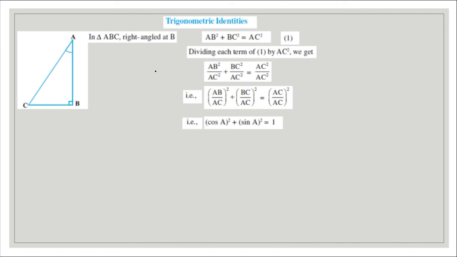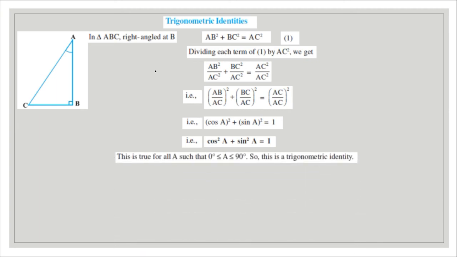When cos of some angle to the power n is there, we can write cos to the power n and that angle. With that logic, we can write the same thing as cos square A plus sin square A equal to 1. This is true for all the angles between 0 and 90 degree. So this cos square A plus sin square A equal to 1 is called a trigonometric identity. This is the first identity you need to remember.